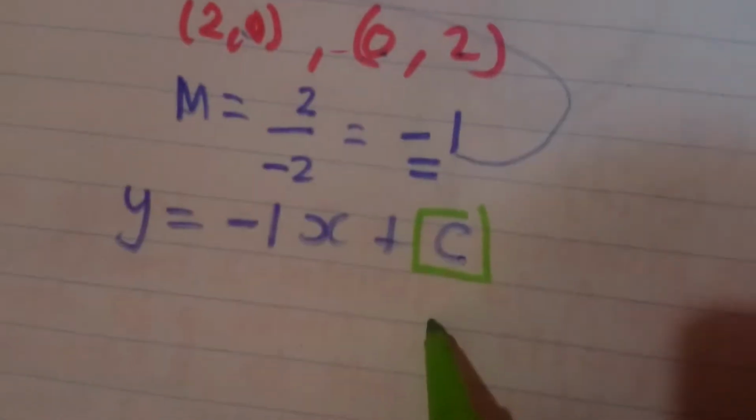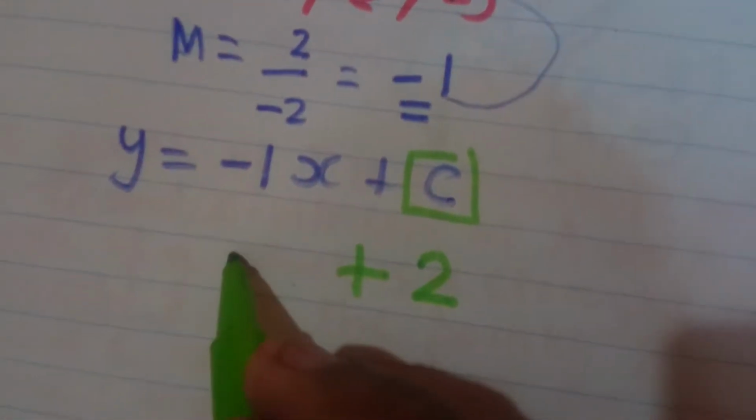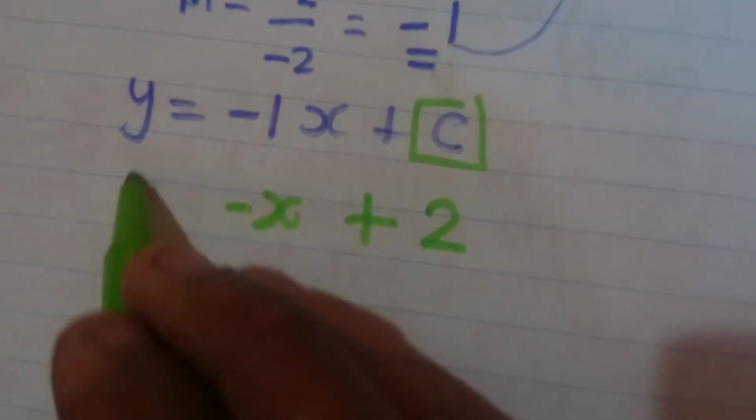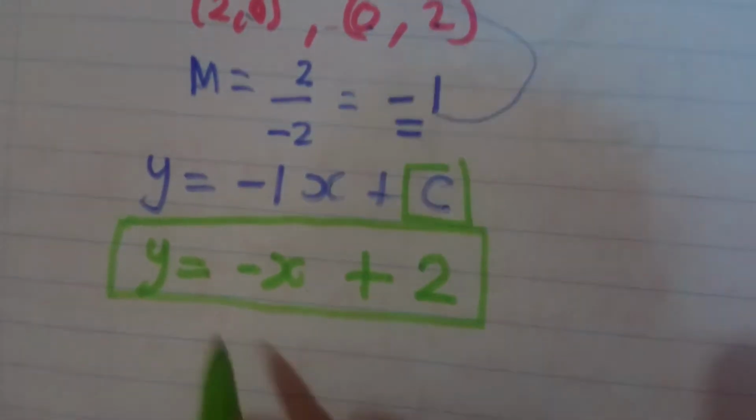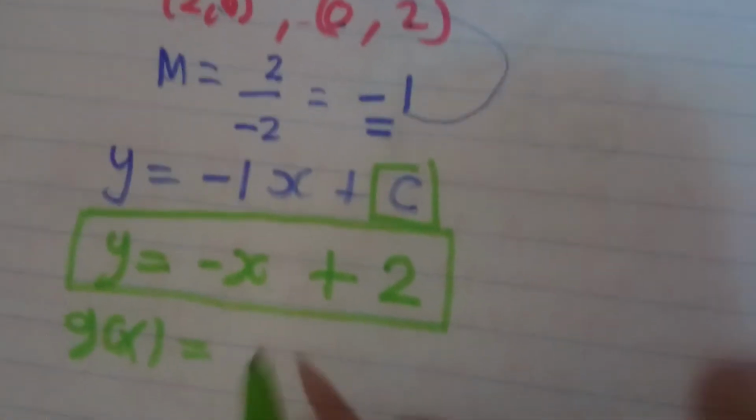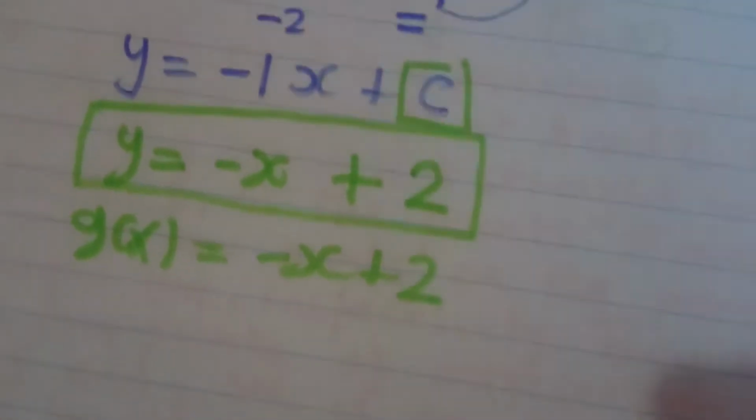So here, I'm going to say this equal to 2 plus what? Negative x, negative 1 times x, negative x, and Y equal to 2. So this is the equation of G of X. Or I could say G of X equal to negative x plus 2. So that's G of X.